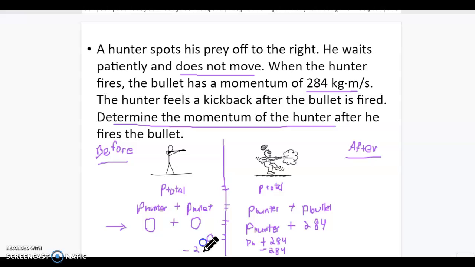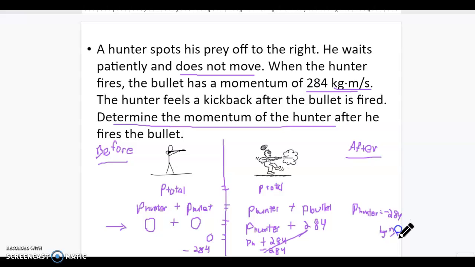But it seems weird to do it because there's nothing over here. And that's fine. This 284 and 284 go away. And I'm left with the momentum of the hunter and this negative 284. So my answer, momentum for the hunter, is equal to negative 284. And my units, because I solved out for momentum, are kilogram times meters per second. Now this is the answer that we get.